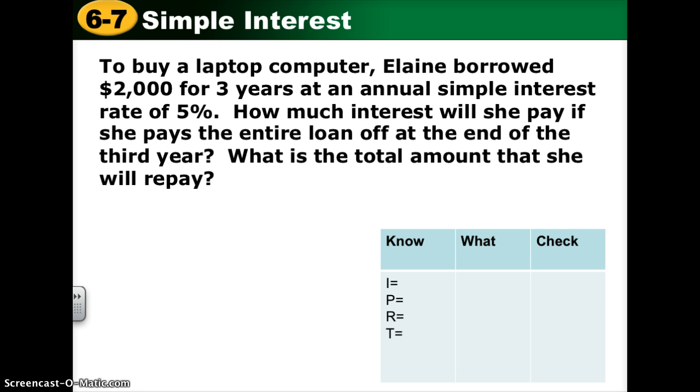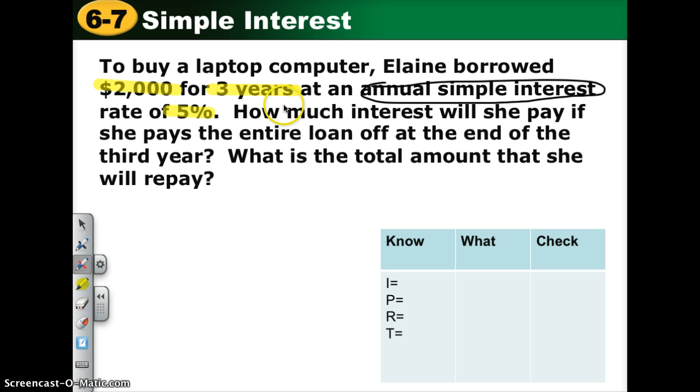Let's check it out. To buy a laptop computer, Elaine borrowed $2,000 for 3 years at an annual simple interest rate of 5%. How much interest will she pay if she pays the entire loan off at the end of the 3rd year? What is the total amount that she will repay? So let's think about the things in the problem that are important. $2,000 was borrowed for 3 years at a 5% annual simple interest rate.